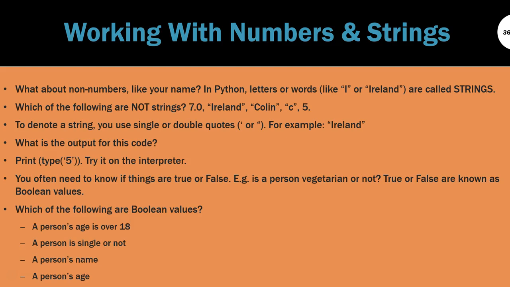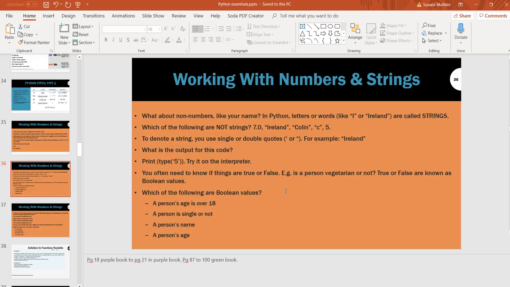These are called Boolean values. Which of the following are Boolean values? I'll let you think about it and I'll come back in a couple seconds. To tell you the truth, it's kind of difficult to know which ones are actually right, right? I mean, a person's age can be over 18 or cannot be over 18. So that one right away, you know, it can get a Boolean value.